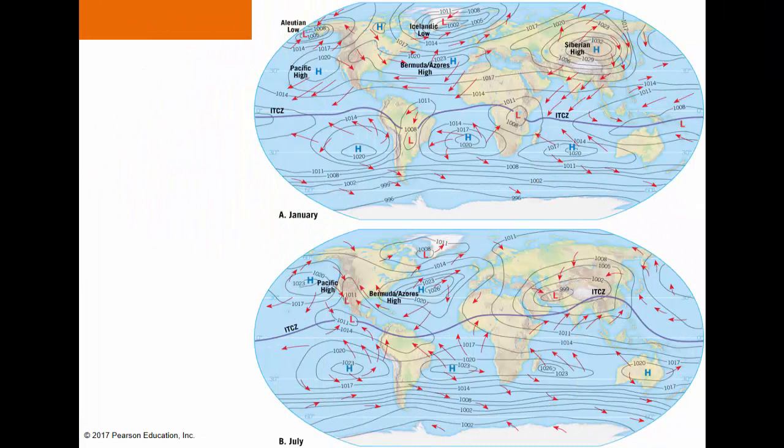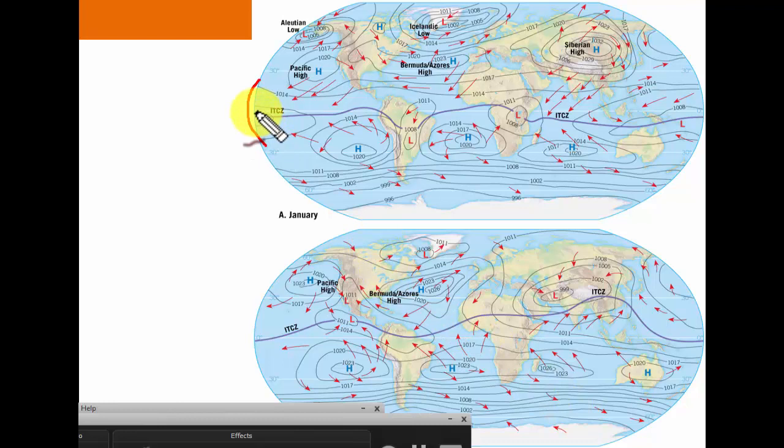What does that look like in the real world? Well, I have two examples, January and July, so wintertime and summertime. And I'll start at the top in our January. And again, at the equator, even in January, it's warm. It's pretty much the same temperature year-round. And where the sun strikes directly at the equator and the equator is warm, air rises, and as air rises, of course, it creates an area of low pressure.